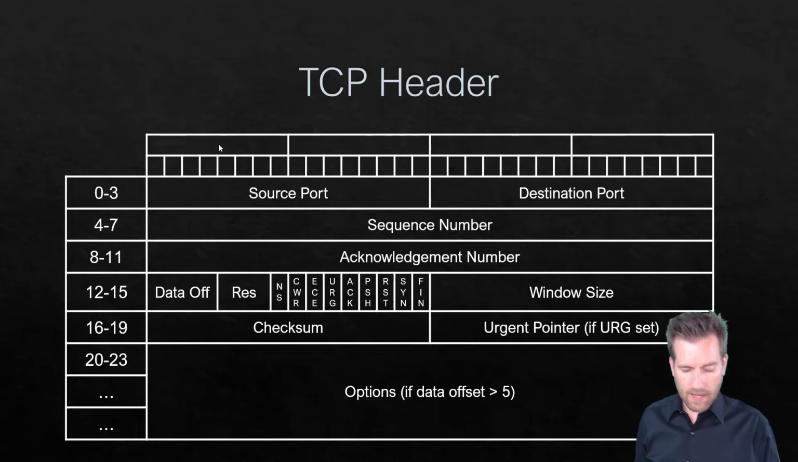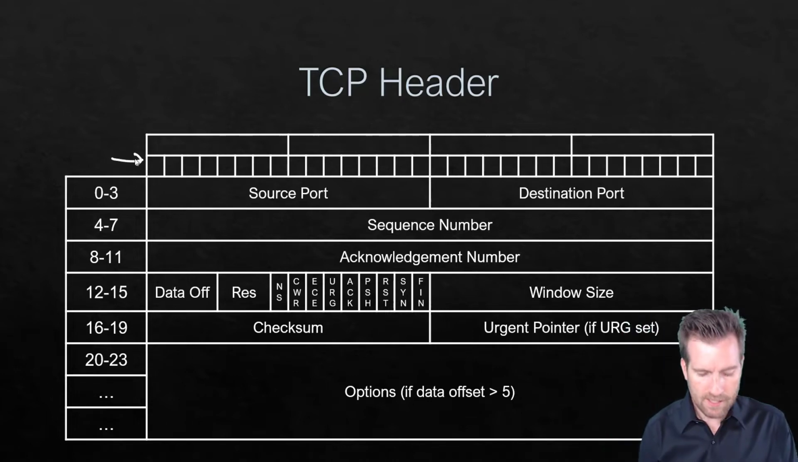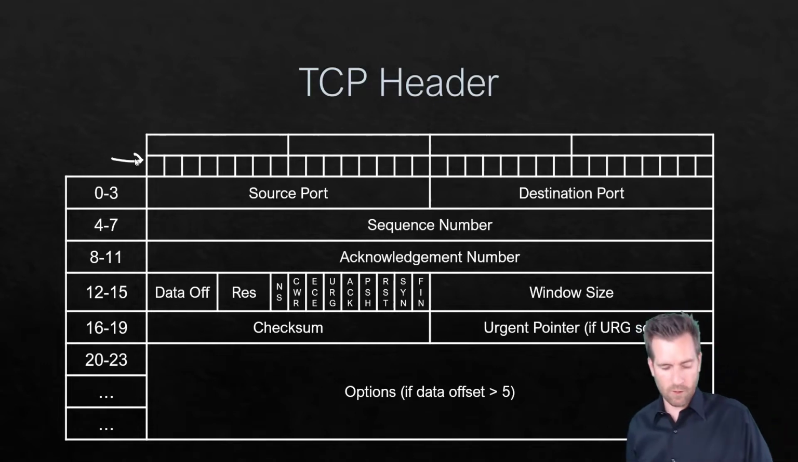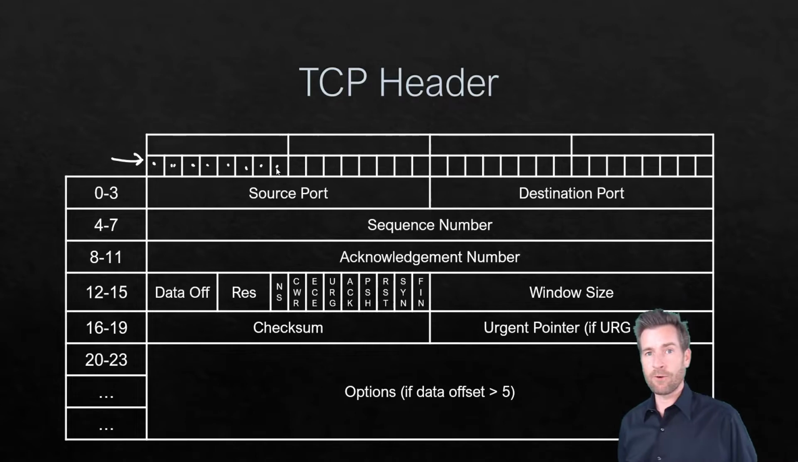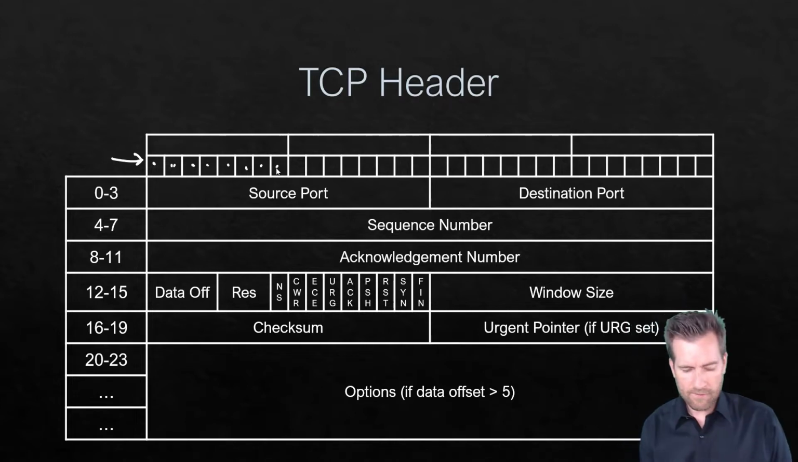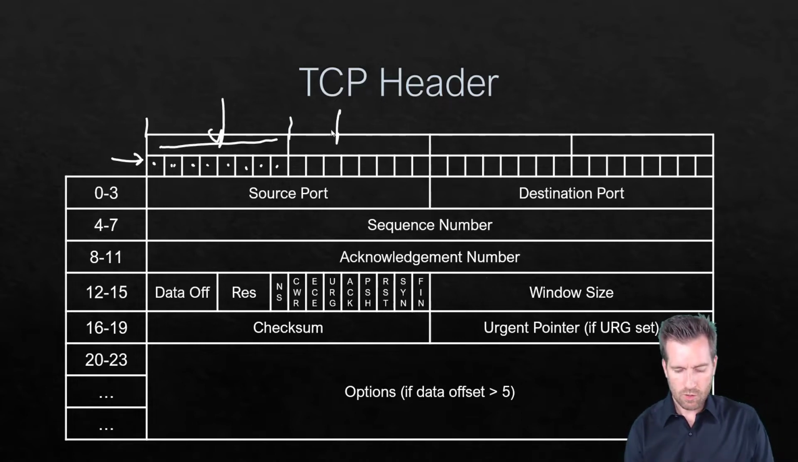As we see here, this is the TCP header, and this row right here is representative of the bits. For each one of these squares, this is a bit: 1, 2, 3, 4, 5, 6, 7, 8. For easy reference, I've wrapped it up into what a byte looks like. From here to here is 1 byte. So I've got 1, 2, 3, 4 bytes across the top that are represented, or 32 bits.